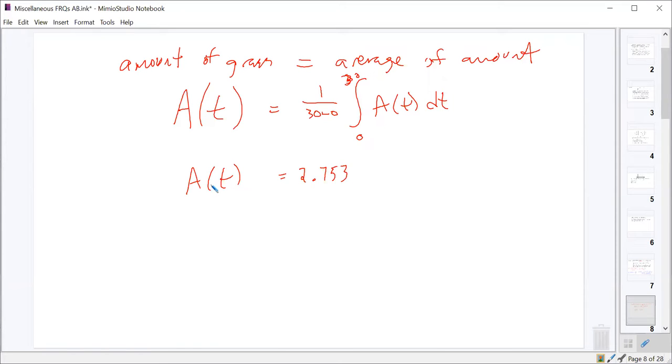And then when you set A of t equal to that and graph both this and y equals this, and look for the point of intersection, what was your point of intersection? It should have been t equals 12.415. Alternatively, you can take A of t and subtract 2.753 from it, and then just graph that single function and see where it has an x-intercept.